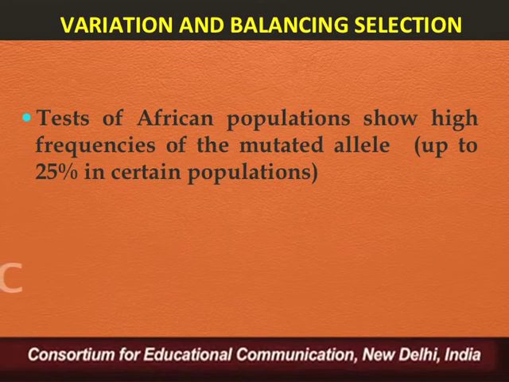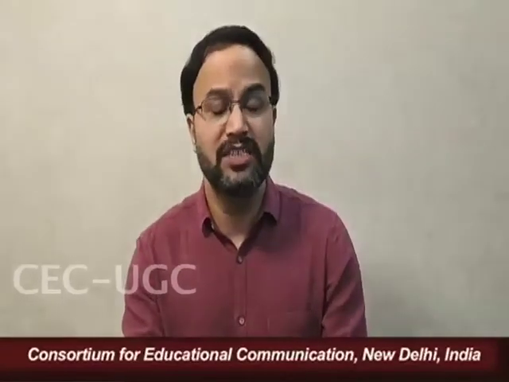Now, the test of various African populations shows that there is a high frequency of the mutated allele, up to 25% in certain populations. How could such a mutated allele, which leads to impairment of the function of RBC, be found at such high frequencies? I have already told you that this particular mutated allele leads to reduction in the oxygen carrying capacity of the hemoglobin of the mutated cell. So why is this allele found in such high frequency, as high as 25% in certain populations, and in other populations up to 12%?